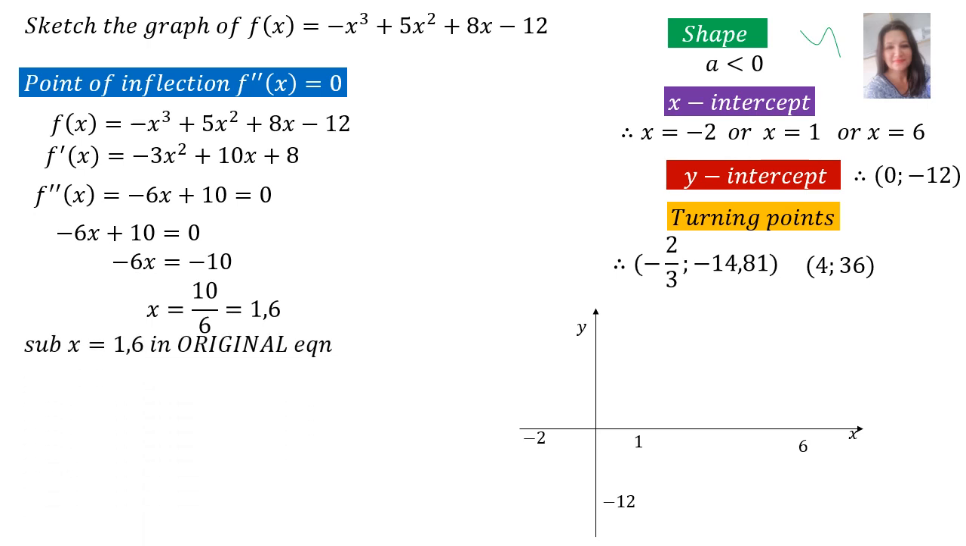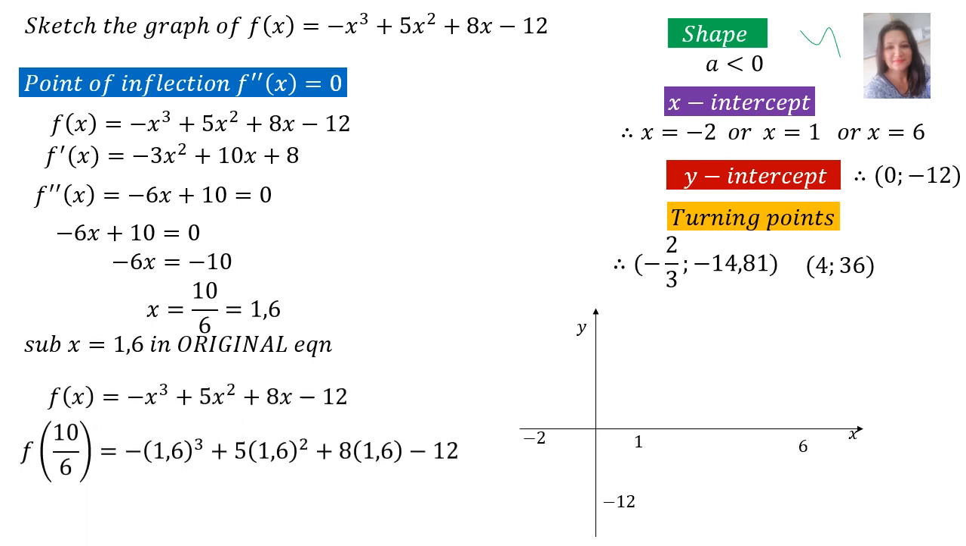Then we can substitute x = 1,6 into the original equation. There's your original equation. In goes 1,6 or 10/6, it doesn't matter, with your calculator. And then your point of inflection is (1,6; 10,59). Now we can sketch the graph.